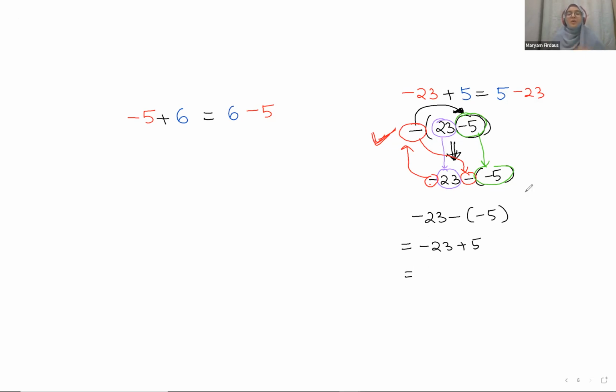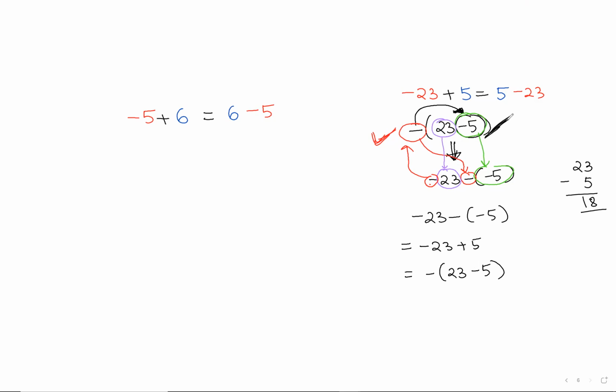Now, how do we solve it? What you did was, you did 23 minus 5, you got 18. But this is not equal to 23 minus 5. Instead, this is equal to minus 23 plus 5, which is minus of 23 minus 5, right? See here, see this one. Got it? Yeah.